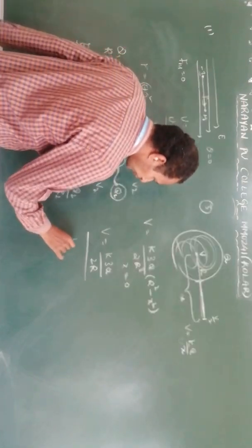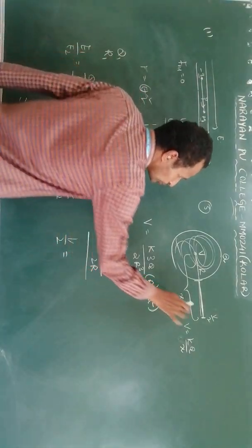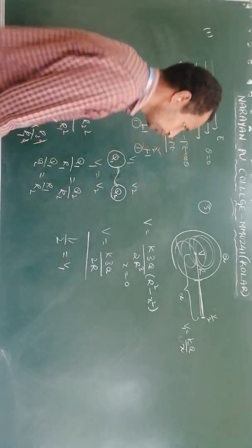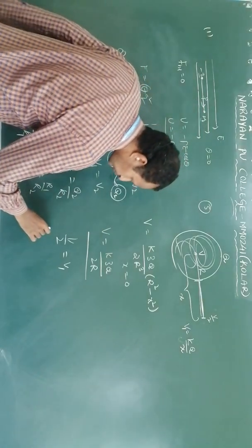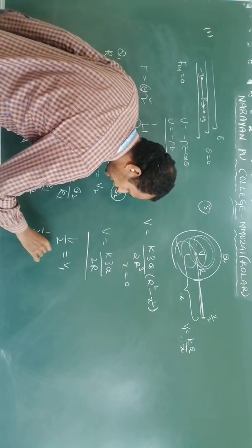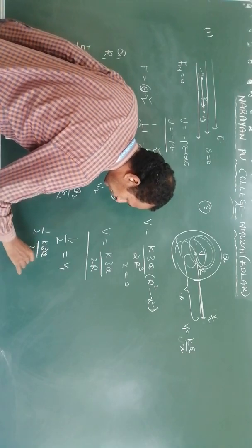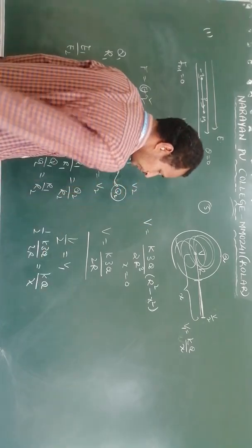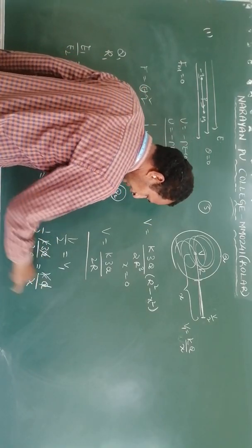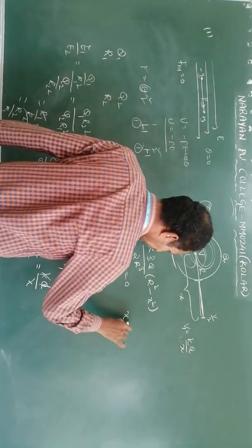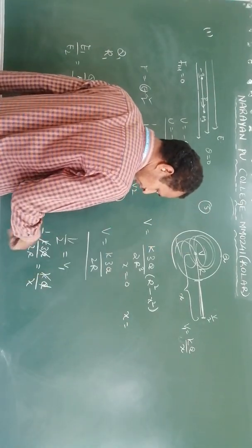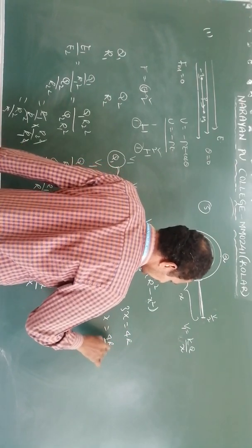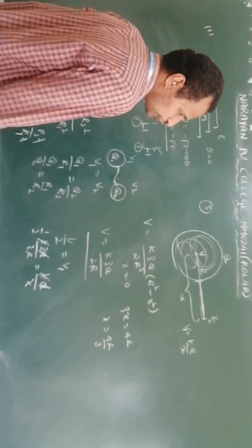Clear? So V by 2 is equal to this potential, you take it here, let us say V1. V is the potential at the center, so I can write 1 by 2 K 3Q by 2R. What is V1? K Q by X. So KQ cancels, then X goes this side, this will become 3x is equal to 4R. X is equal to 4R by 3.